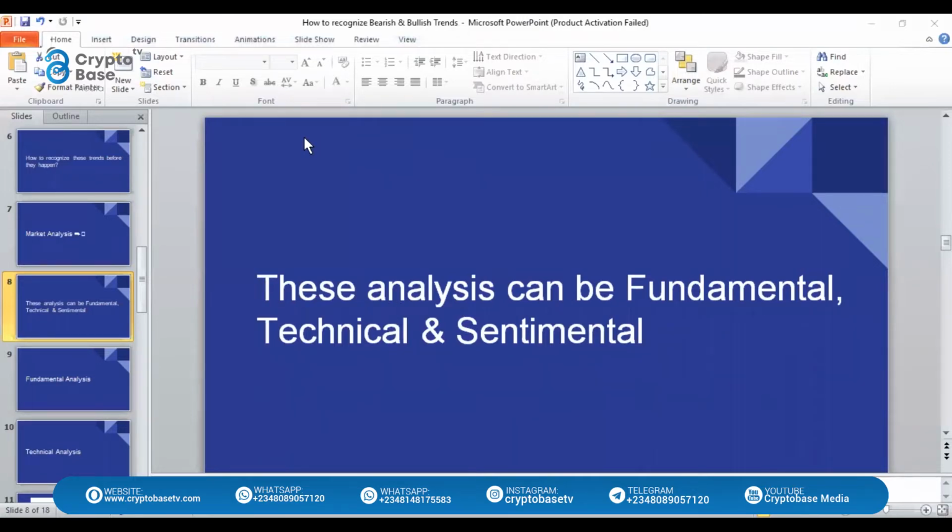What most traders are used to is fundamentals and technicals. That's what you hear people saying.